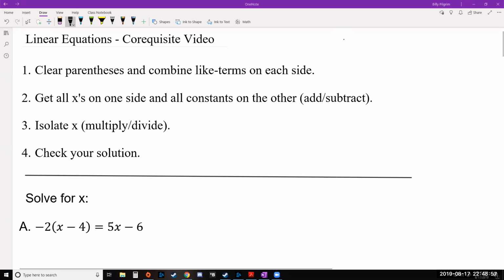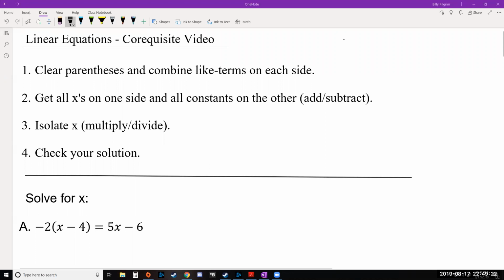In step 3, you should have all your variables on one side, so your job now is to isolate that variable, or isolate x. And we do that step with multiplication or division. Keep in mind in both these steps, we're trying to apply the opposite operation to what we have in order to get rid of quantities on one side and move them to the other. So you add if you have a negative, or you divide if you have a number being multiplied by.